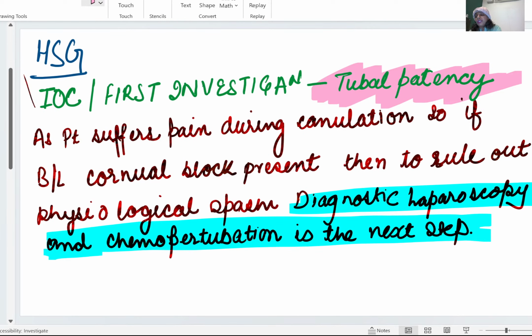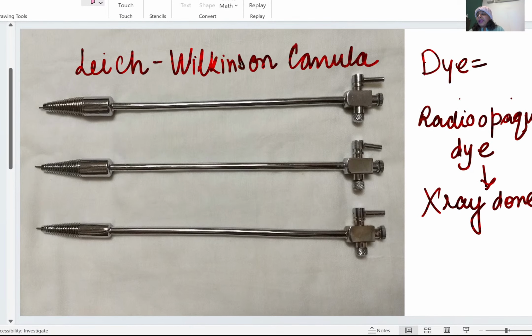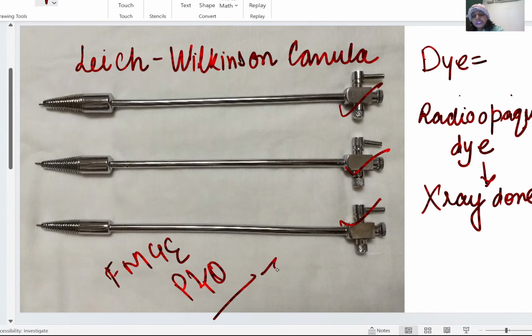What do we do while doing HSG? We insert a cannula. What is the name of the cannula? Can you write down in the chat box? It is the Leach-Wilkinson cannula. We put this cannula on the cervix and insert via its distal end. Very good. This is an FMG PYQ from last year, June 22.